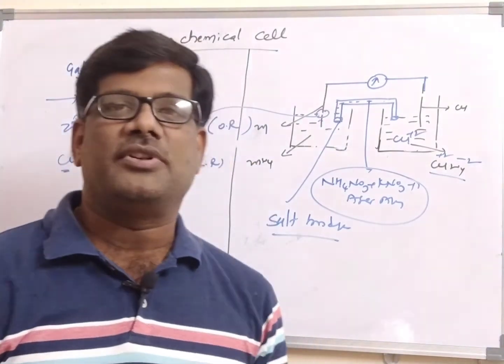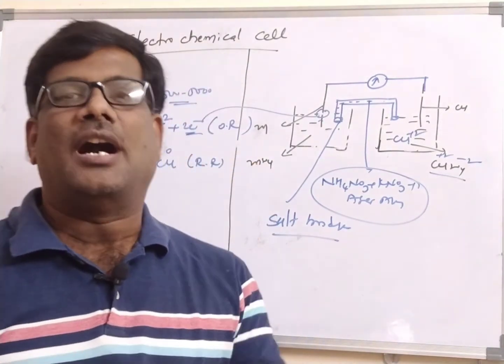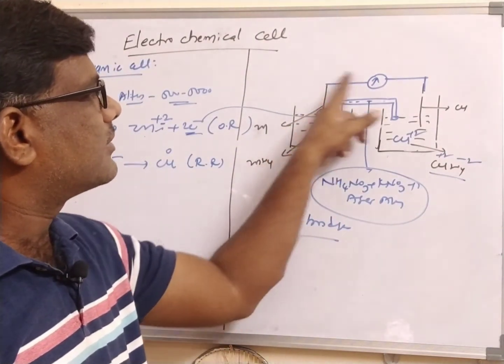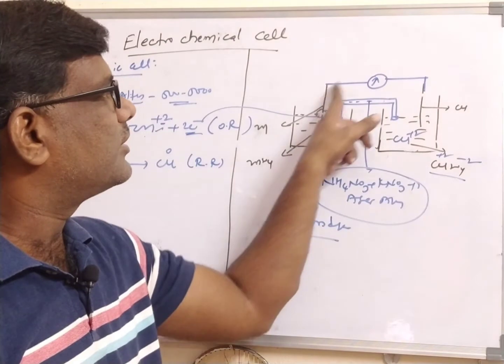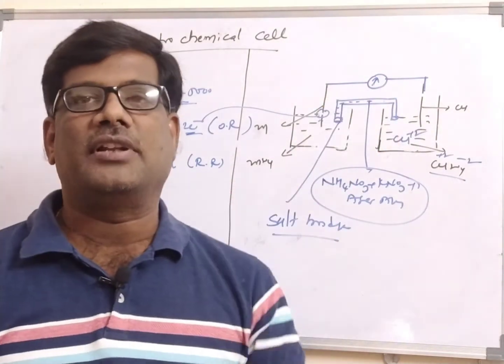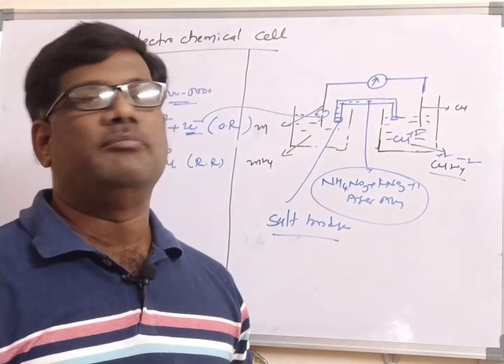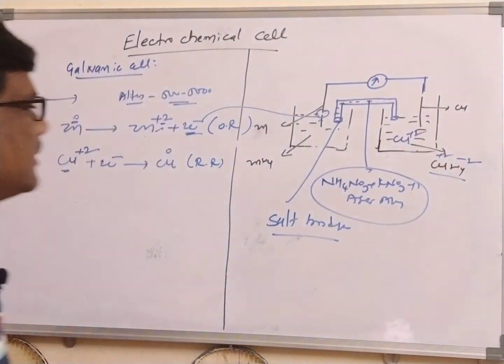Ultimately, what do you have to produce? Electricity must be produced. How is the electricity produced? These 2 electrons migrate from the zinc rod to the copper sulfate solution through the external wire. The migration and movement of electrons produces the electricity, which can be measured by using the ammeter.